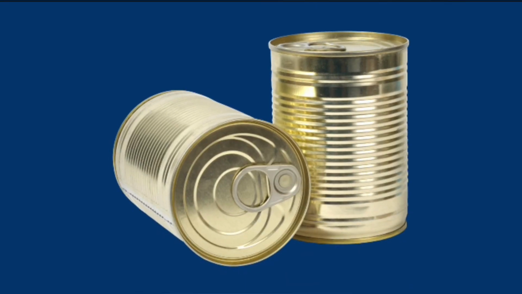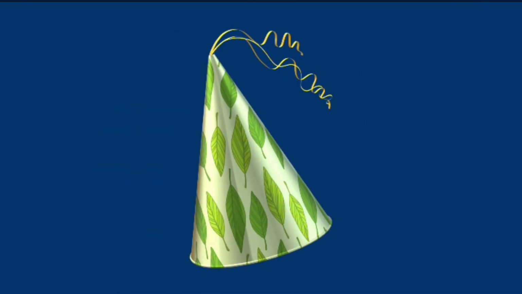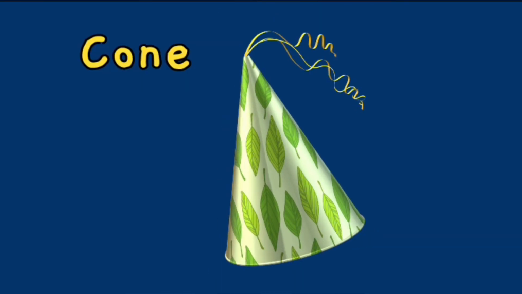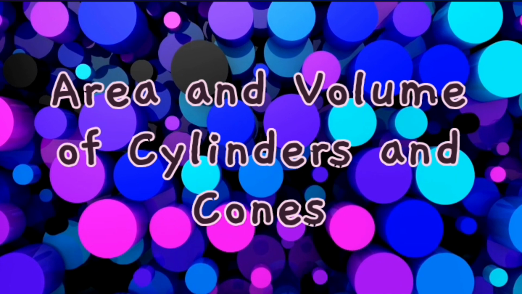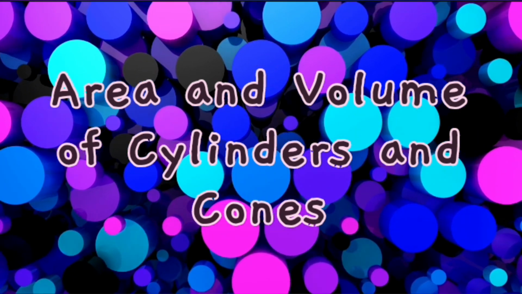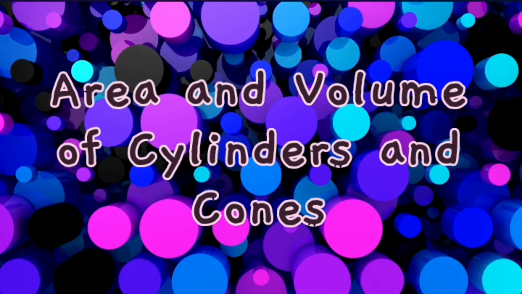Take a look at this thing. What shape do you see? If you said a cylinder, you're correct. This is a cylinder. What about this Christmas hat? What do you see? Of course, it's a cone. In this lesson, you'll learn about the area and the volume of cylinders and cones. Let's dive in.